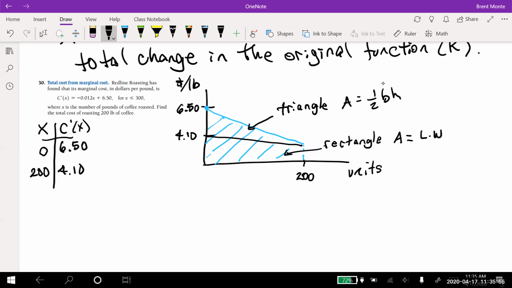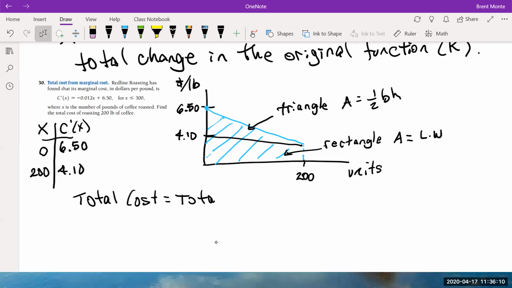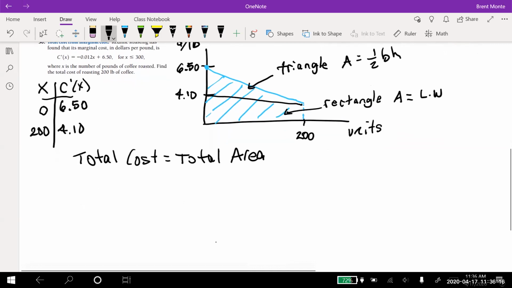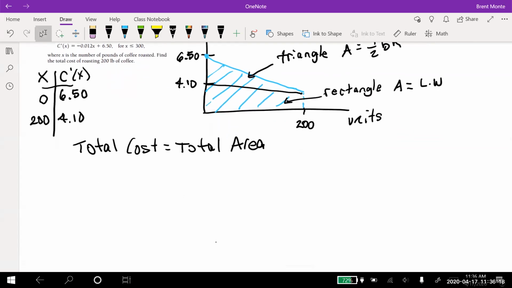So we're going to use those two formulas. We're just going to add those two areas up. That's going to give me my total area. So my total cost, which is equal to total area. All right, let's move this up a little bit so I quit pulling that stuff down. So I'm just going to find the total area.